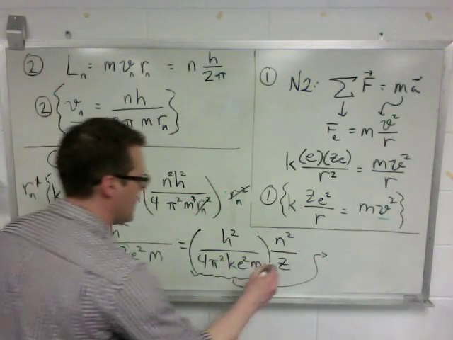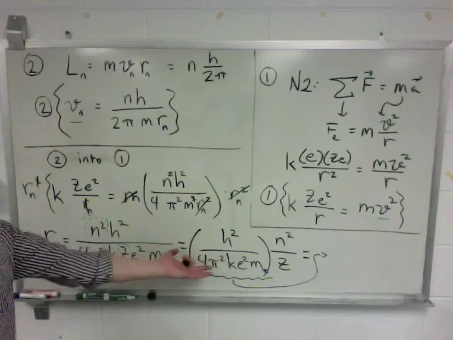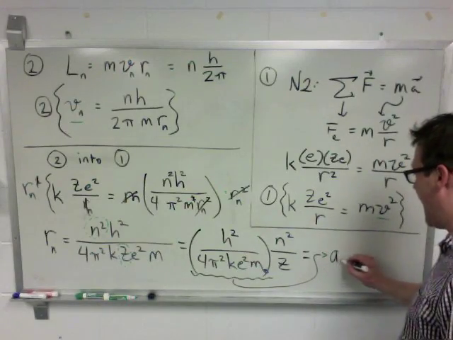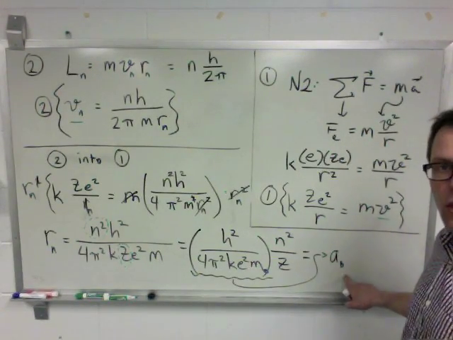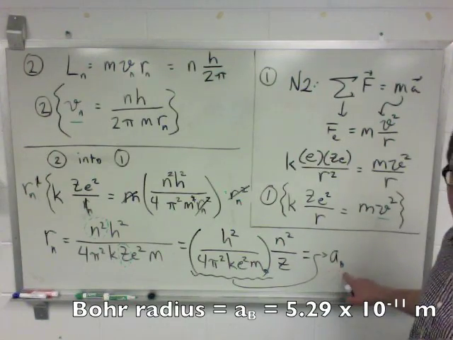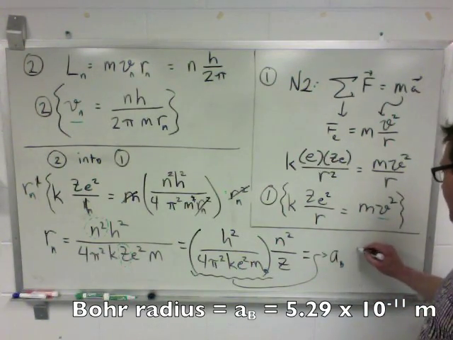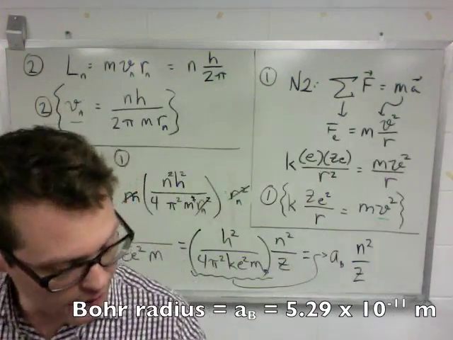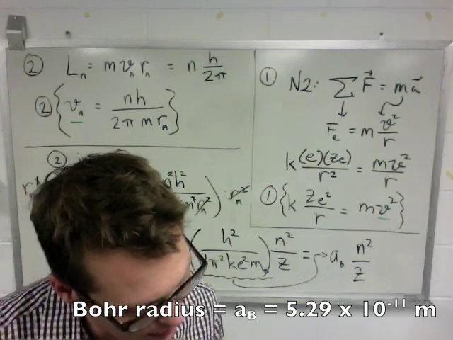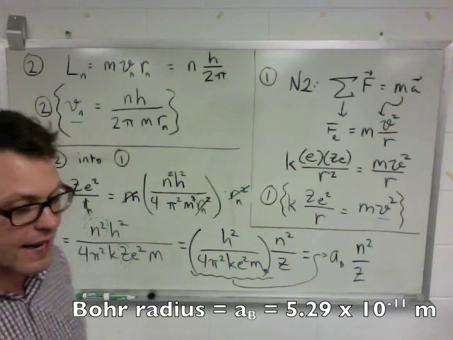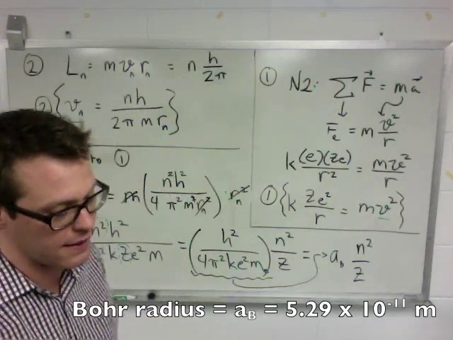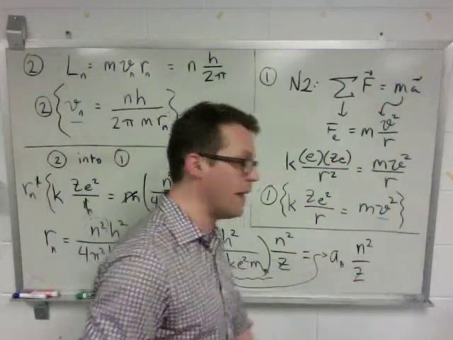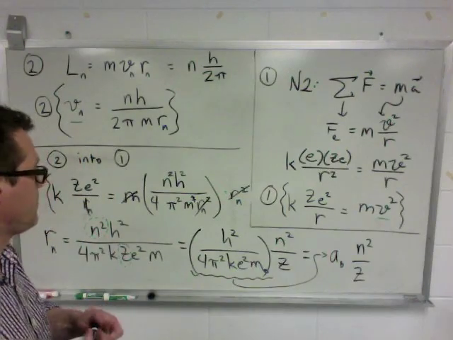If you plug these things into your calculator, these are all just constants that you know, you get some number. I'm going to call that number a sub b. It's called the Bohr radius. It's often written a sub 0 or a sub b. I'm going to call it a sub b, and that's n squared divided by z, where a sub b, if you calculate that stuff out, works out to about 5.29 times 10 to the negative 11 meters. So I just did it. I derived my formula for the various R sub n in the Bohr hydrogen atom.